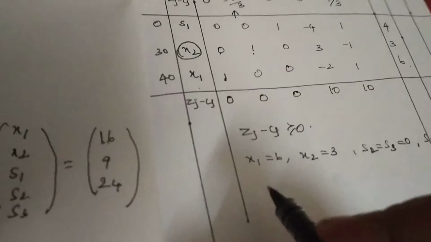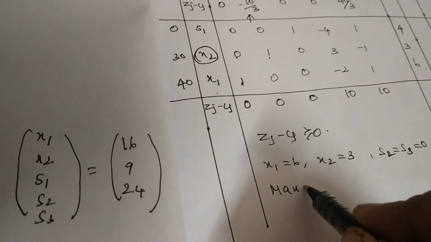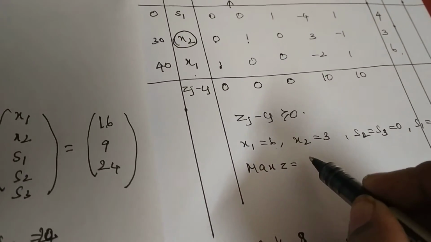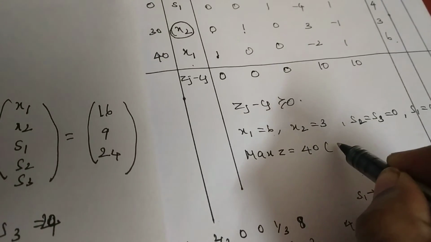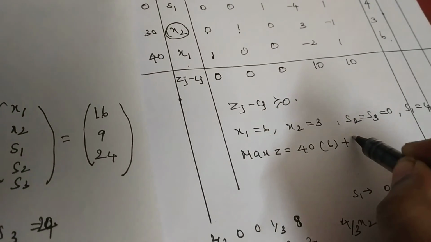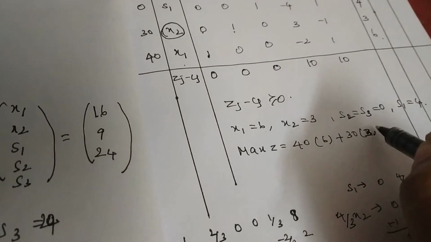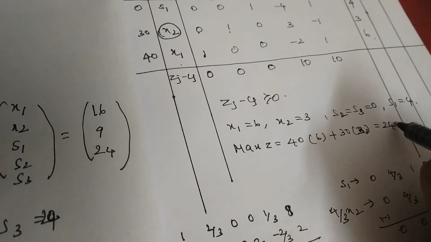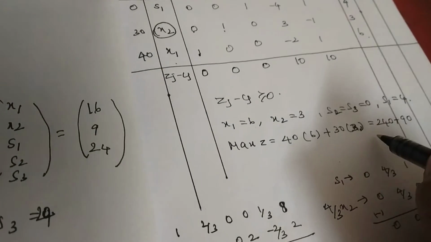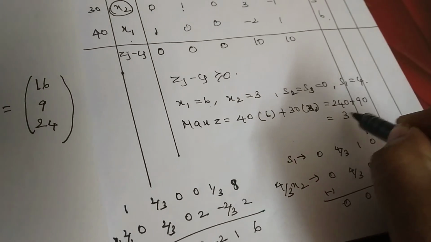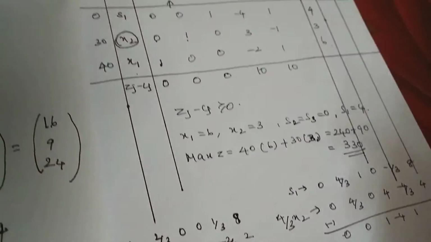So maximize Z, what is maximize Z? Maximize Z is equal to 40 into x1 plus 30 into x2. With x1 equal to 6 and x2 equal to 3, which is equal to 240 plus 90, which is equal to 330. So this is the answer.